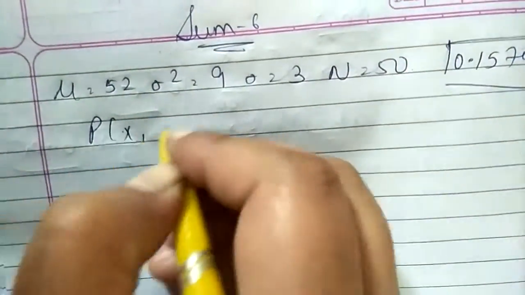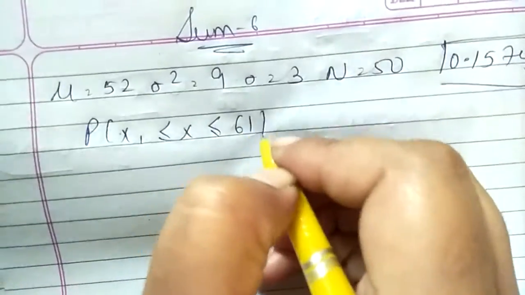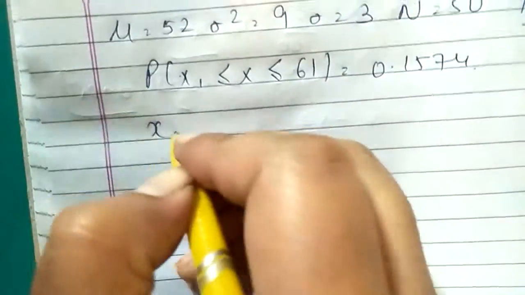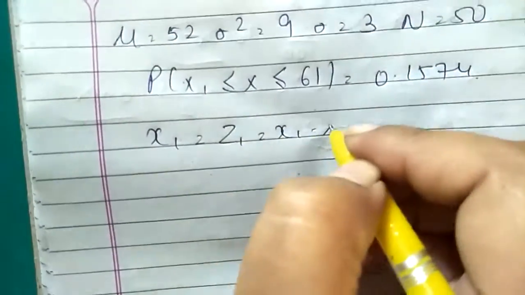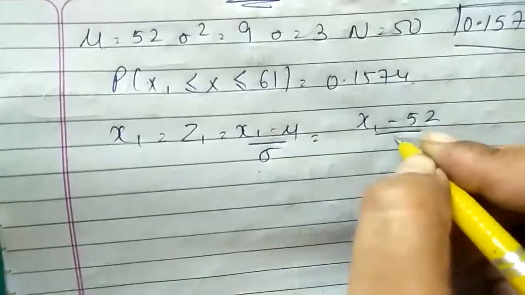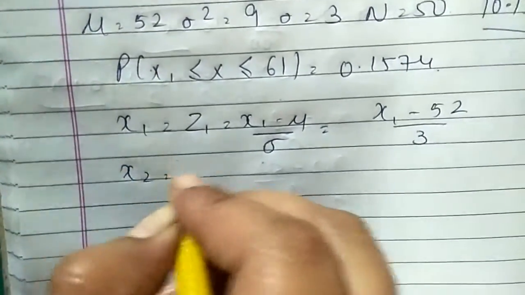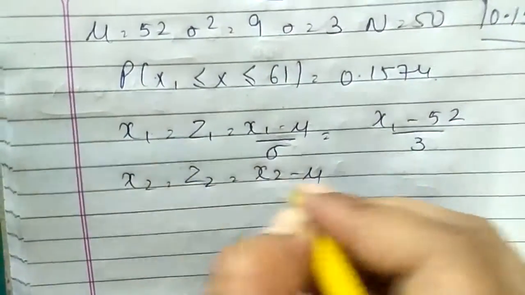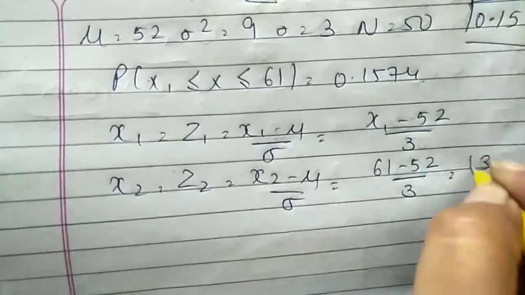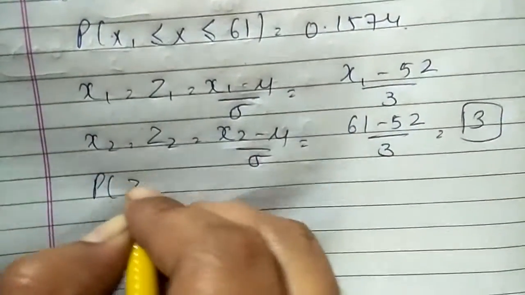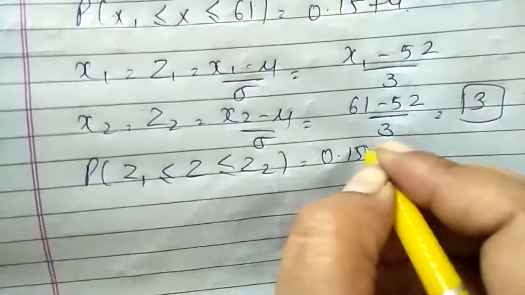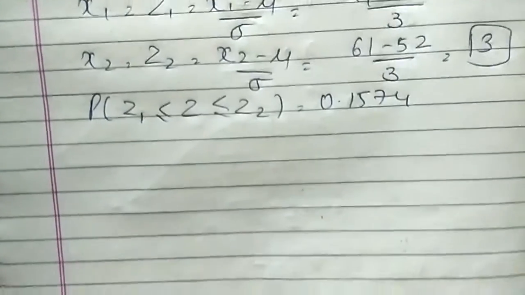So now P(x1 ≤ x ≤ 61) comes to 0.1574. So now for x1 we will find the z1 value. z1 is equal to (x1 minus mu) upon sigma, so that is (x1 minus 52) upon 3. And for x2 we will find z2, that is (x2 minus mu) upon sigma, that is (61 minus 52) upon 3, that gives us 3. So P(z1 ≤ z ≤ z2) is 0.1574. For this we will draw the diagram over here.